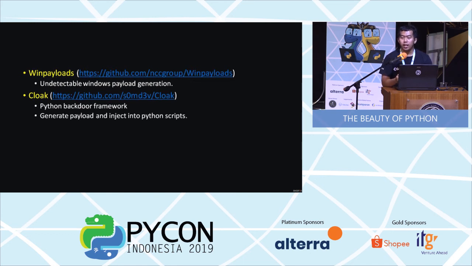but with something like Win payloads. If we gain access, we can generate undetectable Windows payloads with this, or we can use Cloak, which is a Python backdoor framework. We can generate a payload and inject it into a Python script, which can be delivered to the user. It's very stealthy, and we like it very much.